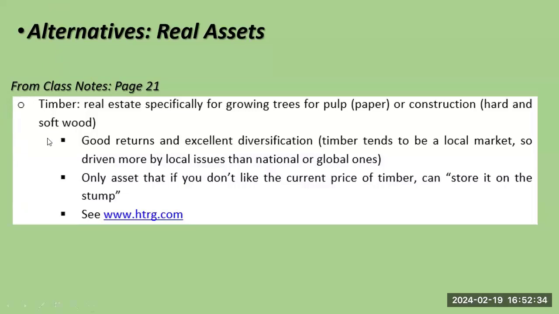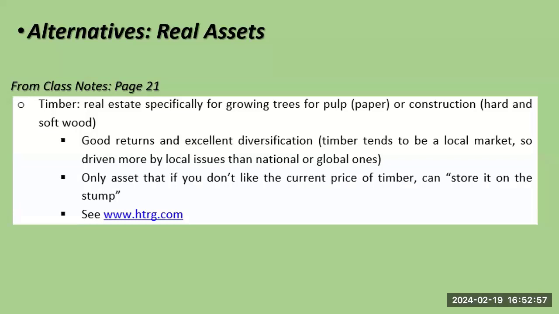All right, timber, my favorite asset class on the alternatives. Timber, what is timber? Is it real estate? Is it commodities? What is it? It's both of those things. Timber is a commodity, like gasoline, oil, oranges. It's a commodity, but it's also real estate.